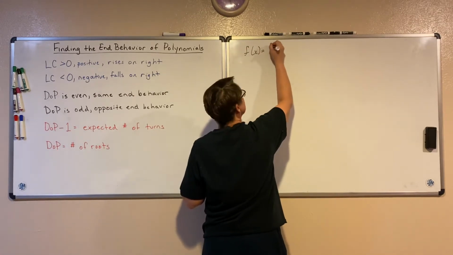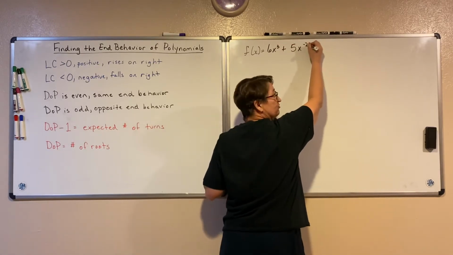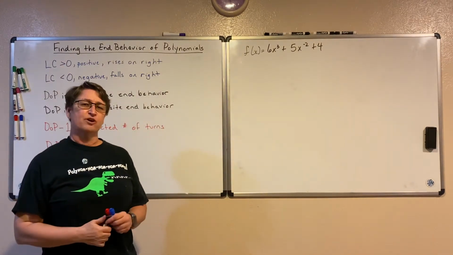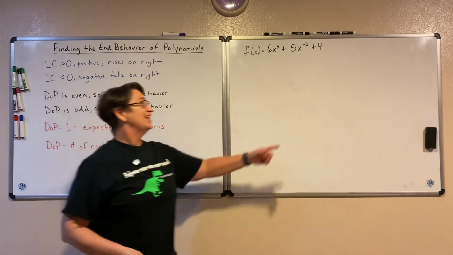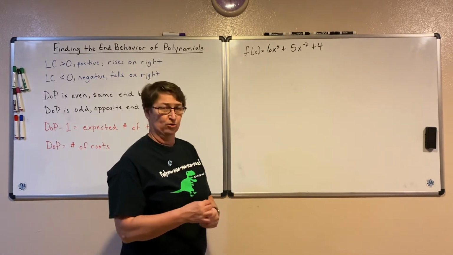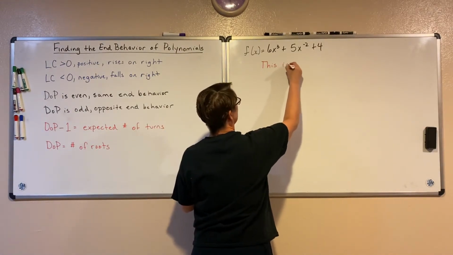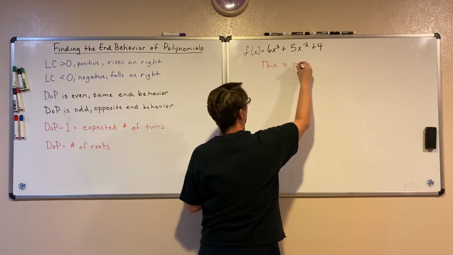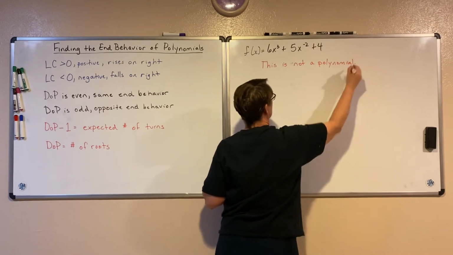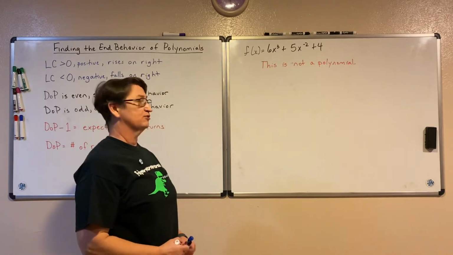So here's another function where we have 6x cubed plus 5x to the negative 2 plus 4. And the first thing we do is we look at that function and we notice it has a negative exponent. This is not a polynomial. We don't need to worry about the end behavior of that one because this is not a polynomial. Remember that polynomials have to have non-negative integer exponents.